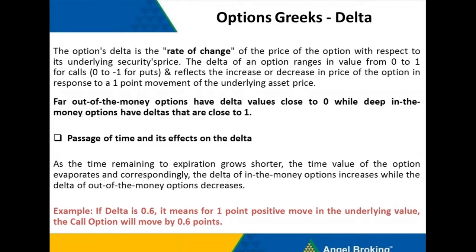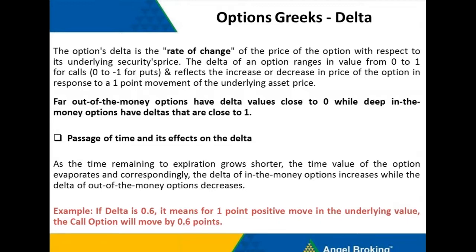But when you are buying a deep in the money option, you have to pay a very high premium. If you are buying a deep out of the money option, you will pay a very minuscule premium, but the probability and possibility of making money reduces significantly. So you need to know which strikes you should actively trade in. I'll be talking about that as well, because from a practical perspective it can help you. To take an example, if a delta is 0.6, it means that for one positive move in the underlying value, the call option will move by 0.6 points.